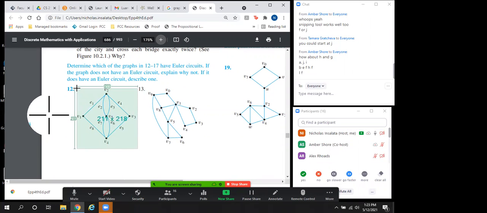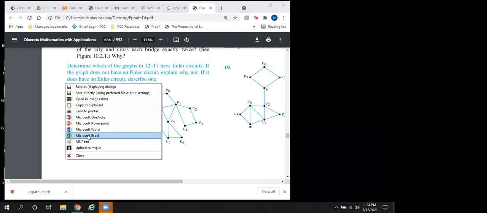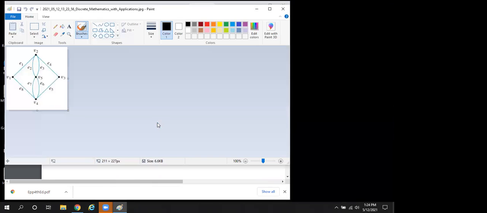does this one have an Euler circuit? Yes, right? Every vertex has even degree. 2, 4, 4, 4, 2, right? And in this example, I can literally start at any point. I can literally make any choice. And no matter what happens, I'm going to be forced to draw an Euler circuit.